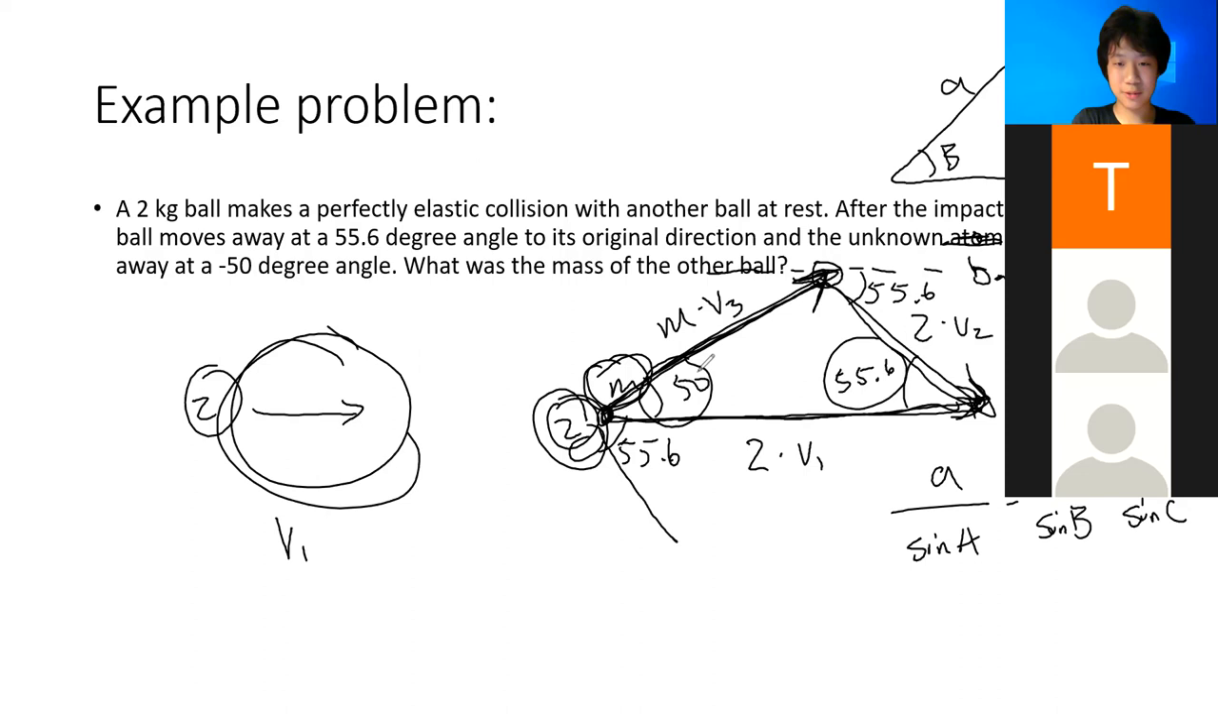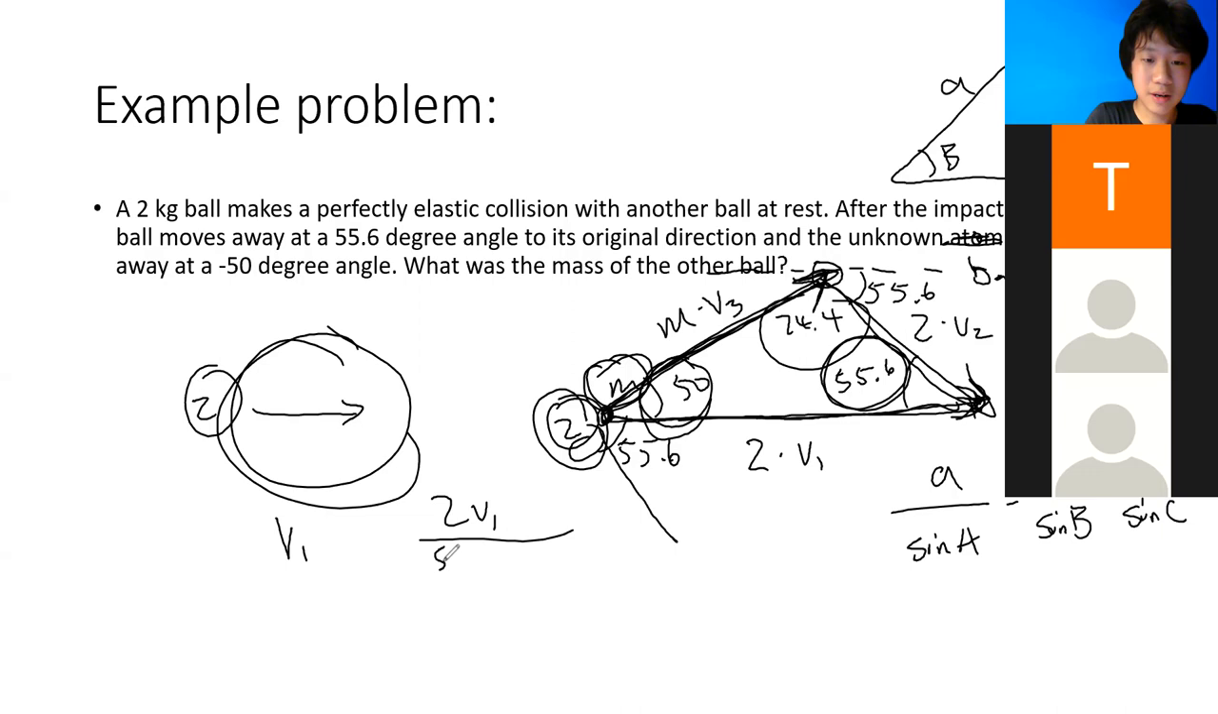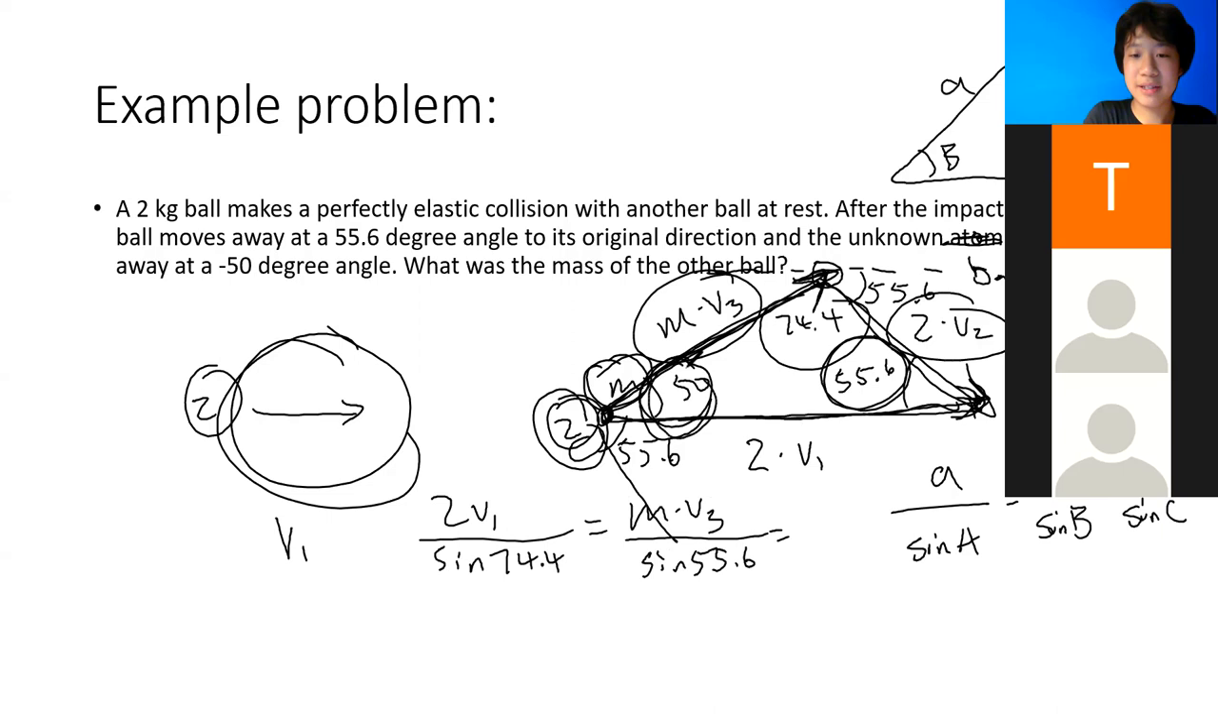We have two angles, so we can figure out the last angle by doing 180 minus 50 minus 55.6, which is 74.4. Now we can use the law of sines. 2v1 over the sine of its opposite angle, 74.4, equals m times v3 over the sine of its opposite angle, sine 55.6, equals 2v2 over sine of 50. This is basically the conservation of momentum equation for a 2D elastic collision. For any 2D elastic collision, the conservation of momentum equation is basically the law of sines right here. So now what?